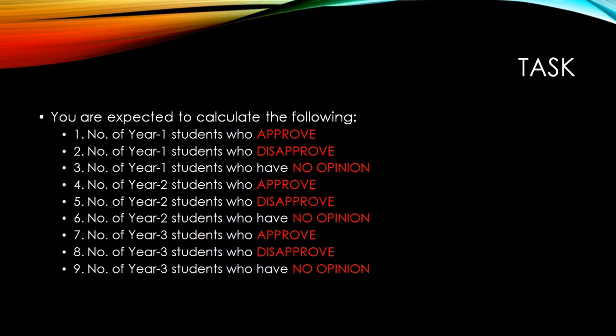So the task that we have got, you are expected to calculate the following: number of year 1 students who approve, number of year 1 students who disapprove, number of year 1 students who have no opinion, and so forth. So these are the things that I have to calculate. Now how do I do it? I'll now take help of absolute and relative referencing in doing so.